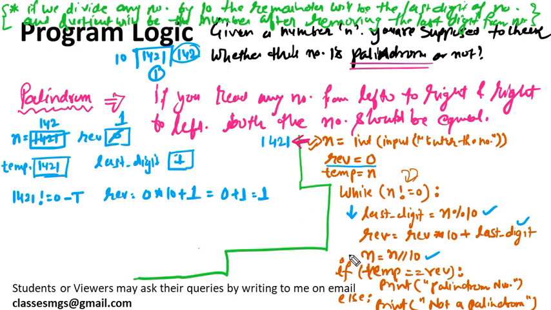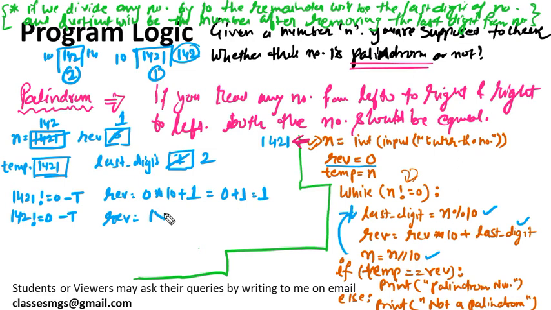Now we again check the condition and the loop will continue. 142 is not equal to 0, condition true. Again we get the last digit. This time 142 divided by 10, remainder is 2 and quotient is 14. So 2 will be the last digit. Reverse equals reverse * 10 plus last digit: reverse value is 1, so 1 * 10 plus 2 is 10 plus 2, that will be 20. Oh sorry, 12. So 12 will be the next reverse value.